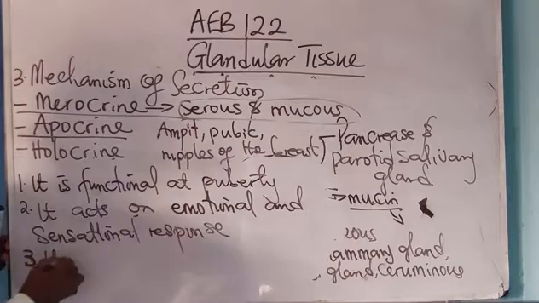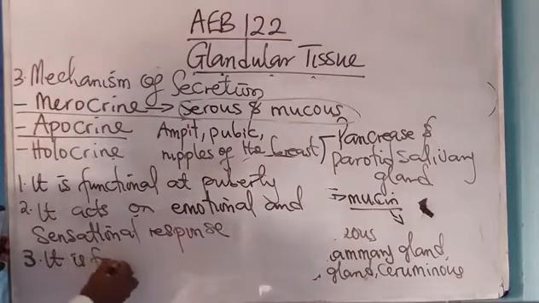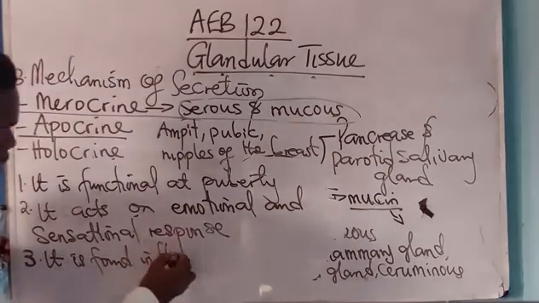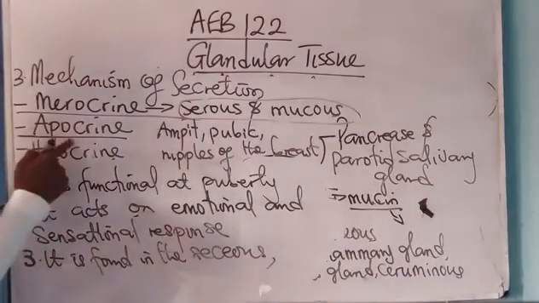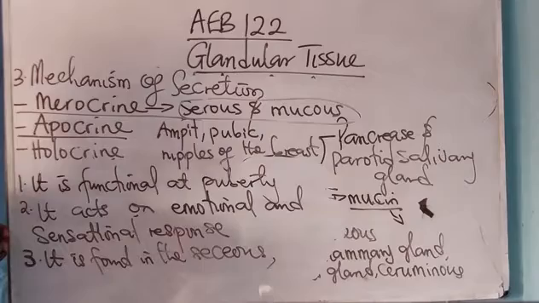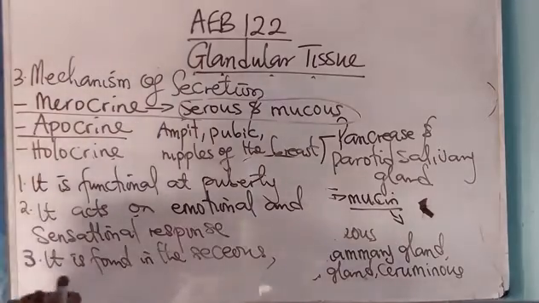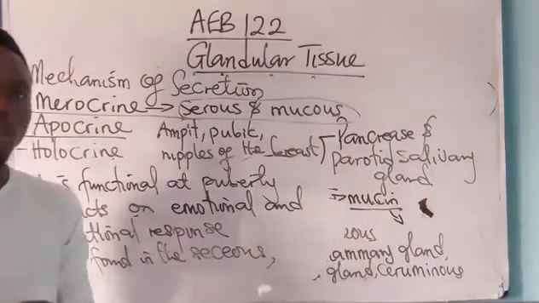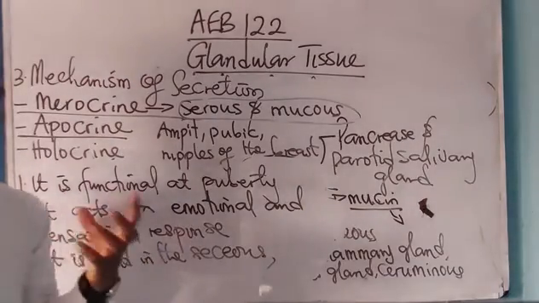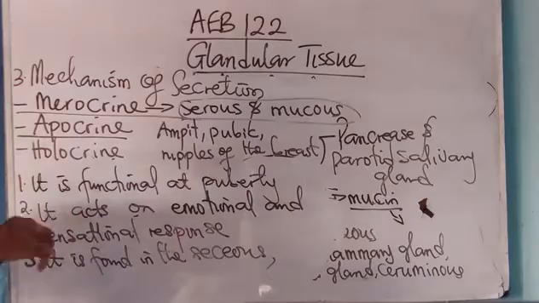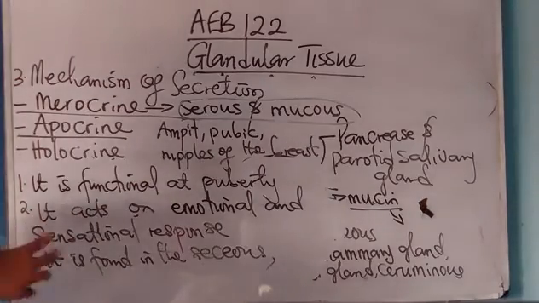Three, okay. The sebaceous gland has this type of secretion. Sebaceous gland is that gland that produces an oily substance called sebum. It's also found in the ceruminous gland. So which of these is not a feature of the apocrine gland?